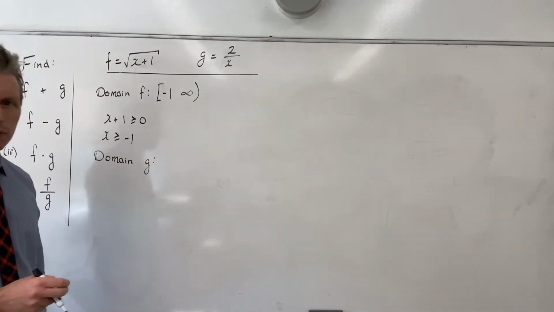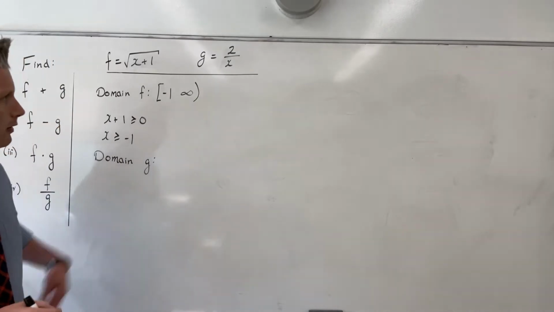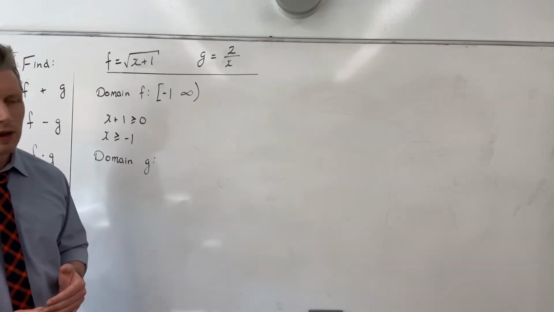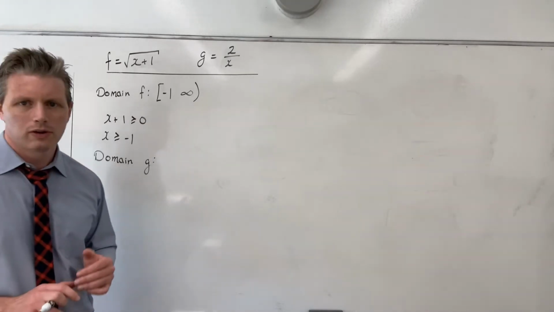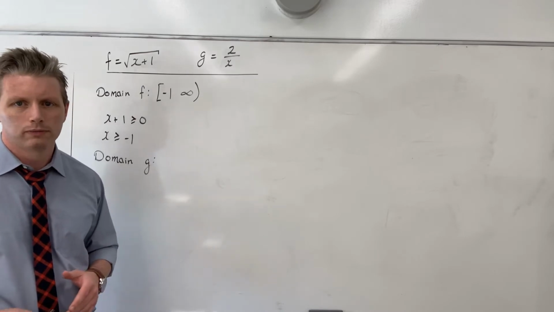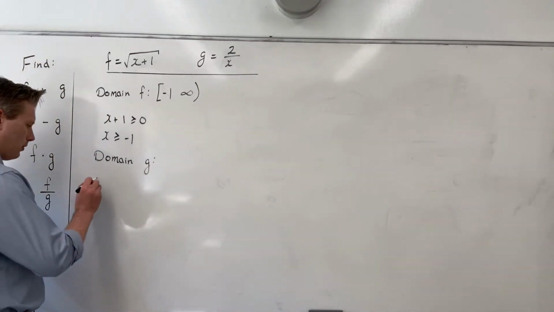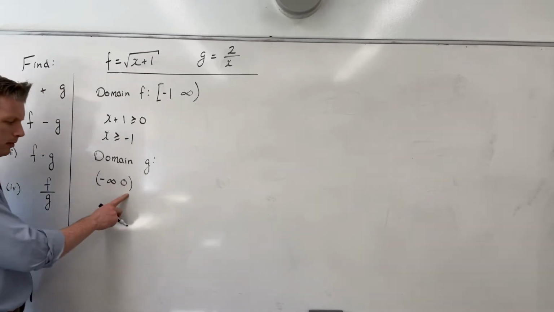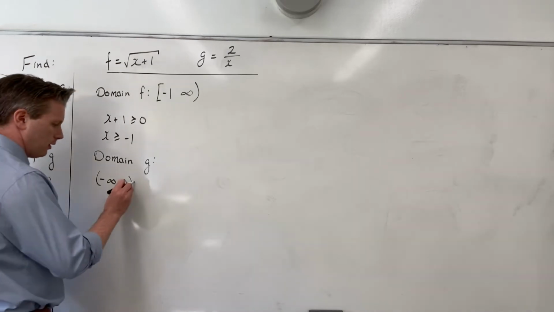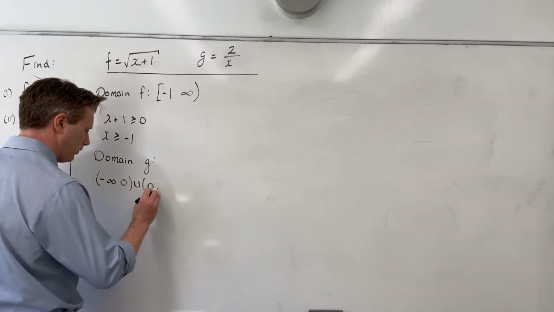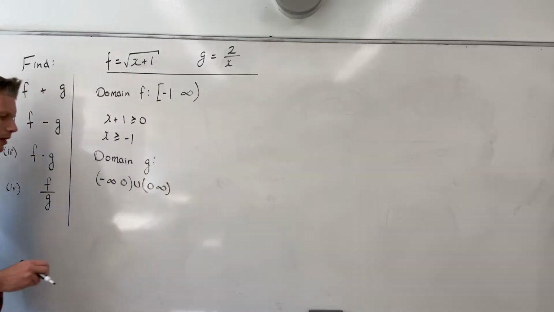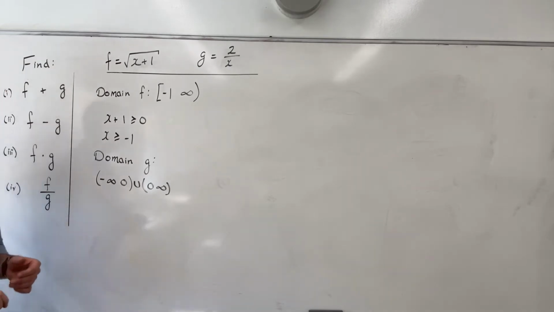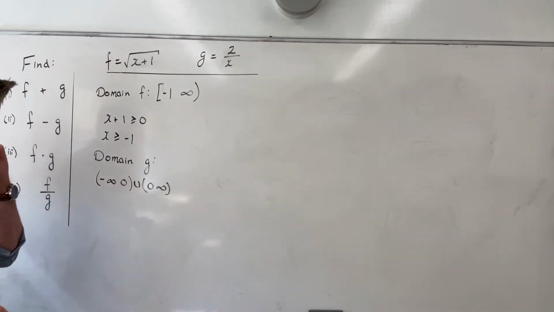Well, g is 2 over x, and so I know that I can certainly have negative numbers in the denominator, positive numbers. The only thing I can't have in the denominator is 0. And so the domain of g is all real numbers other than 0. We would write that as negative infinity to 0, with parentheses, union 0 to positive infinity. So 0 is not included, is what these soft brackets are indicating.